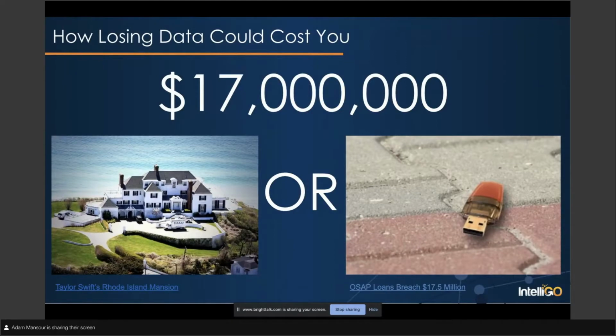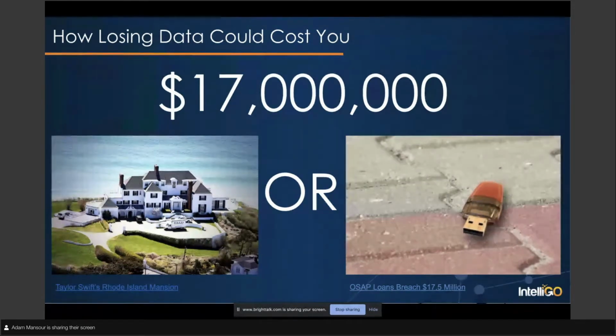Losing data could cost you $17 million, right? And you hear these sort of huge fines coming out. In this case, what I'm referencing is a potential data loss that happened when OSAP loans in Ontario, Canada, lost a USB key, and the liability from that was a $17 million class action suit.